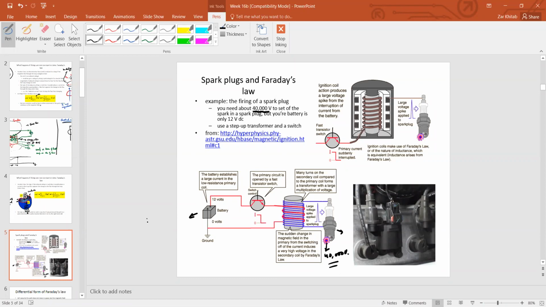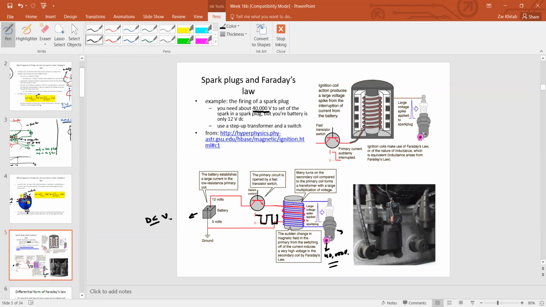In the car, you have DC 12 volts. What you do is place a switch here, a transistor. So you turn on the transistor, it's a high volt. You turn off the transistor, it's a low volt. High volt and low volt, high volt and low volt, it's a time varying volt now.